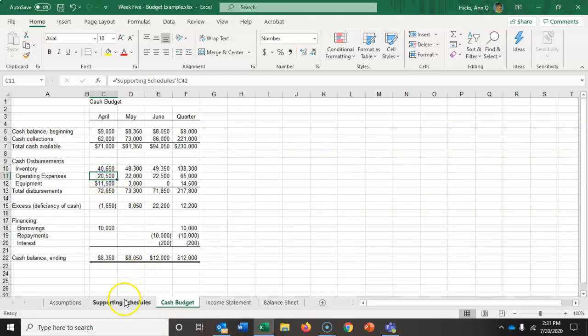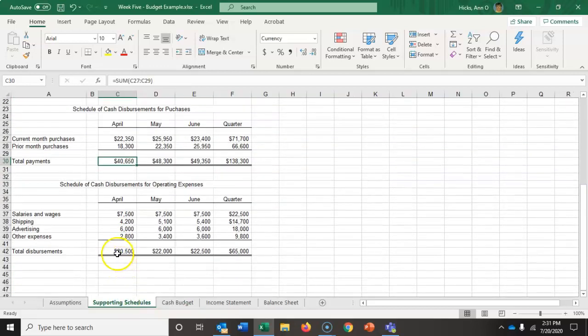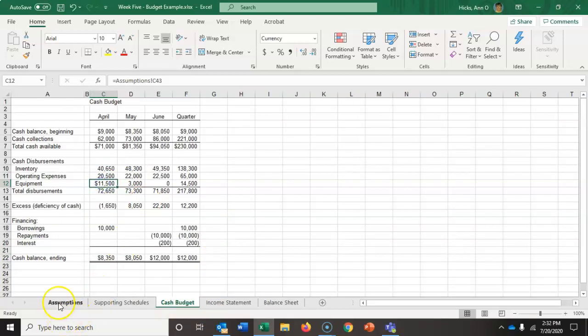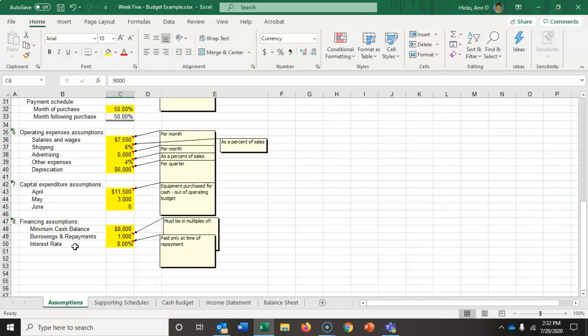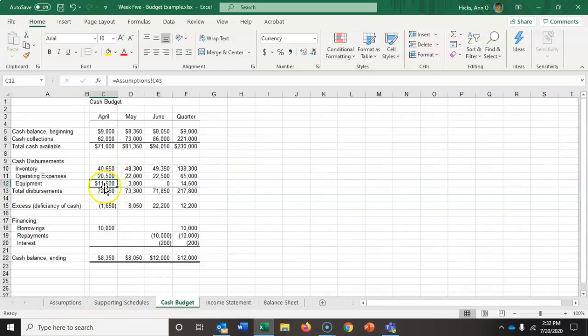Then our operating expenses will come from our schedule of cash disbursements for operating expenses, $20,500. And then remember, we had originally planned in our assumptions that we would acquire some equipment in April to the tune of $11,500. So that is coming out. That's a total disbursement of $72,650. That leaves us with a deficiency of cash of $1,650.